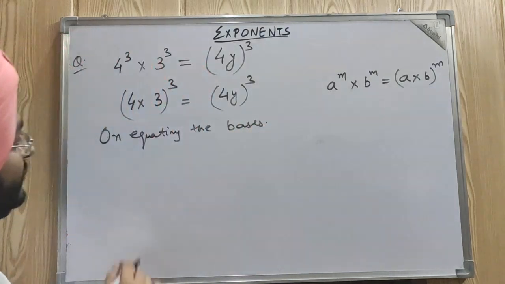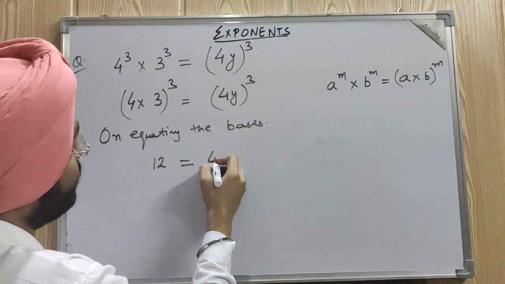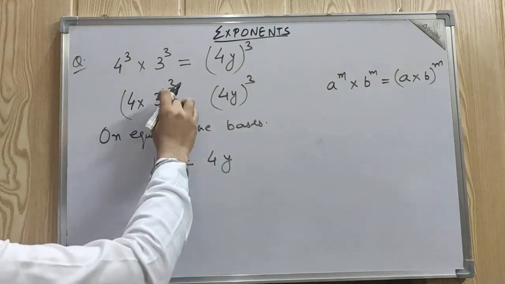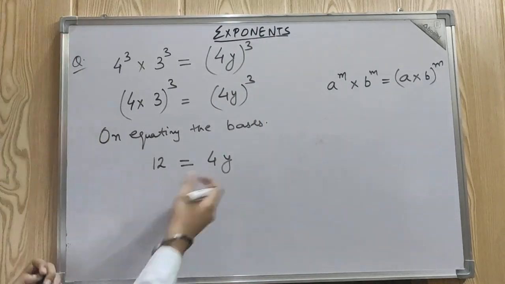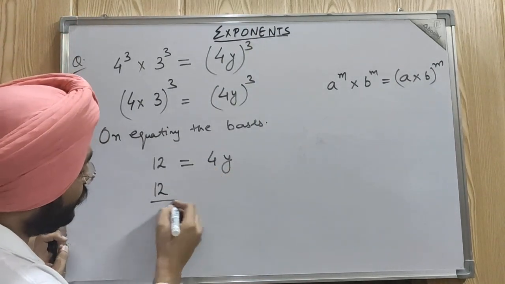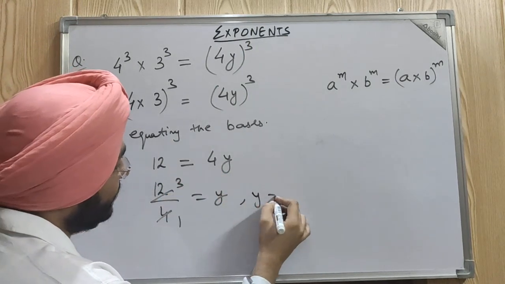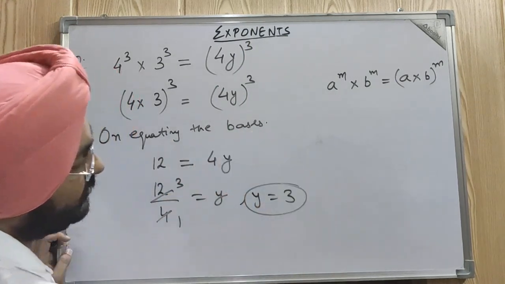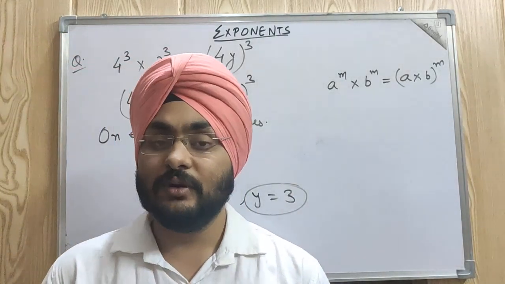So what will be left here? 4 into 3 will be 12, which is equal to 4y. Since these are equal, you can cancel the cube power. That will be easy for us. So taking this 4 to the denominator and cancelling, the value of y will be 3 here. So in this way you can solve these type of questions.